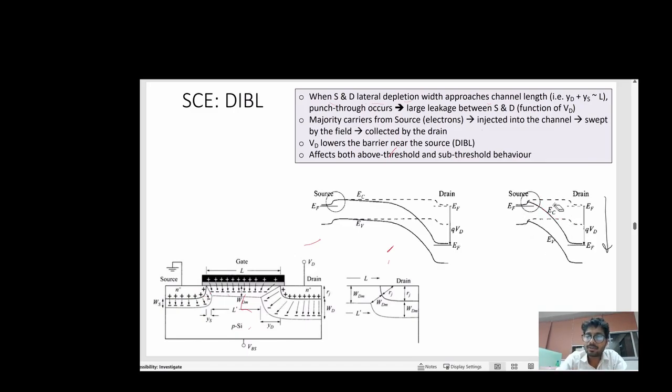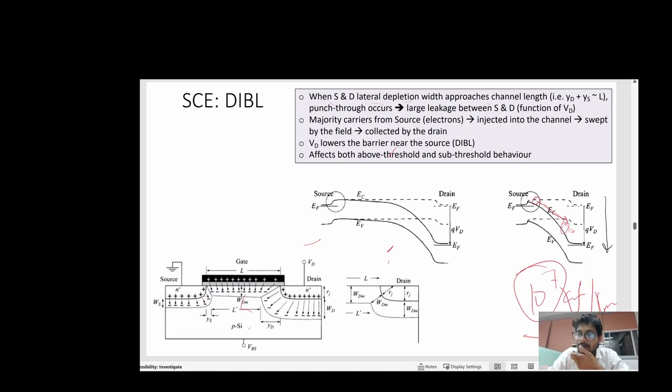So when an electron is moving in this region, it is accelerating because of that electric field. Let us say the electric field goes beyond 10 raised to power 7 volts per centimeter.